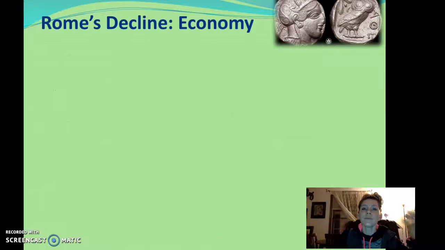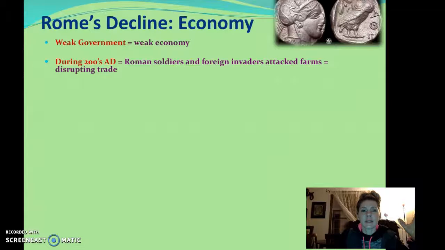As the government is getting weak and society is declining, now the economy is also going to decline. So it's kind of like a snowball effect. We know that the army has a lot of power at this time, so instead of trying to help Rome, they're actually going to hurt Rome.